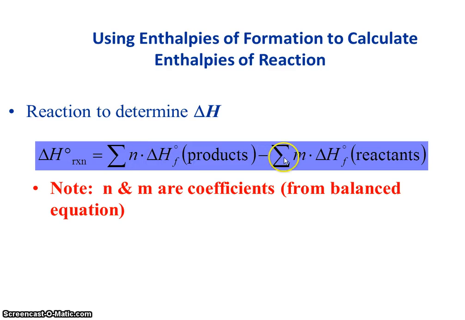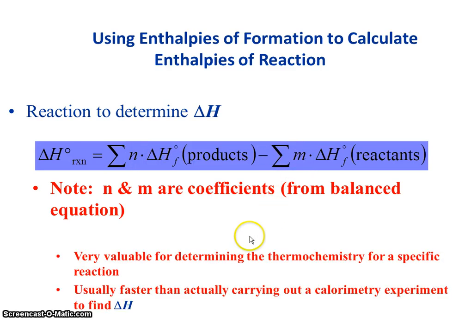The n and the m are the coefficients in the balanced equation. Again, this is very valuable, we will see, for determining thermochemistry for a particular reaction. It's usually faster. We simply look up some numbers and carry out a calculation, faster than conducting an actual original calorimetry experiment, for example. It's a very important equation.